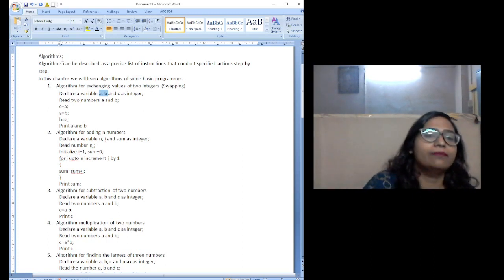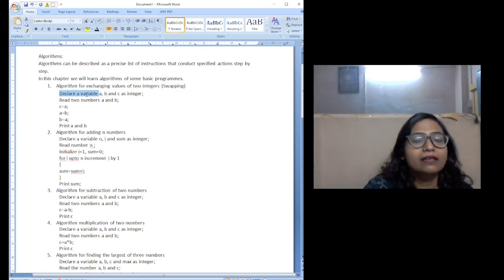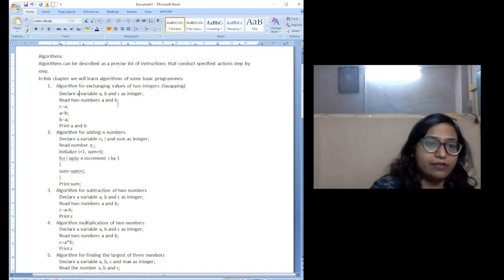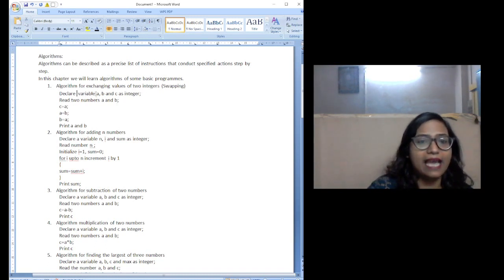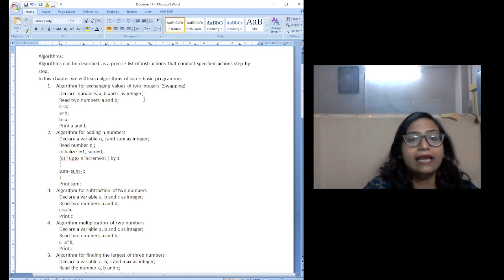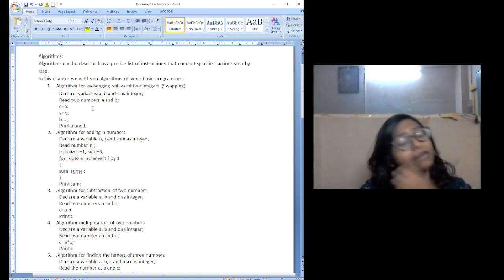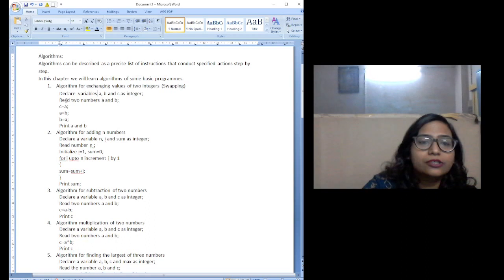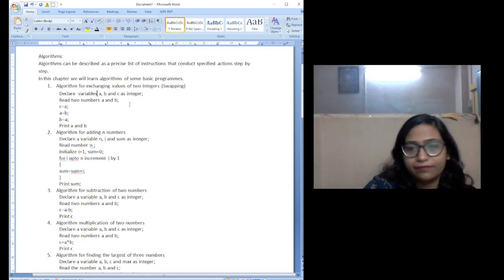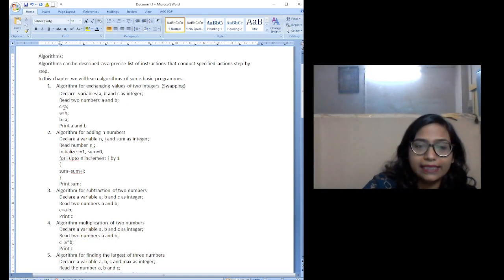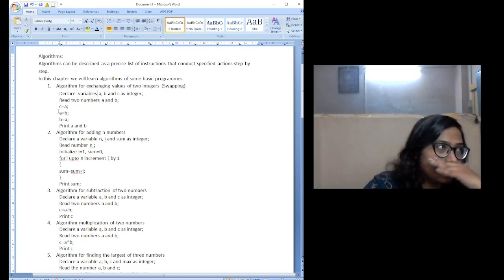Okay, so what I am doing here, I am declaring variables A, B and C. Okay. Now what is happening, because A and B are the two numbers that will be given by the user, so read two numbers A and B. Okay, now C is the third variable which I am taking like a container.